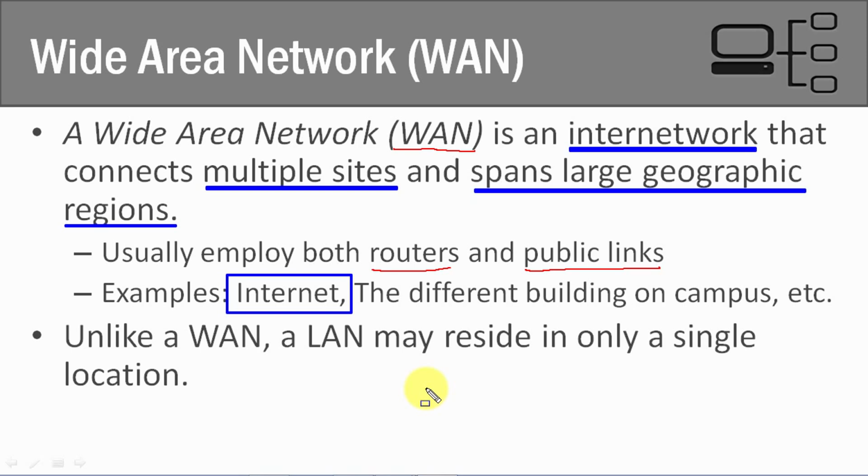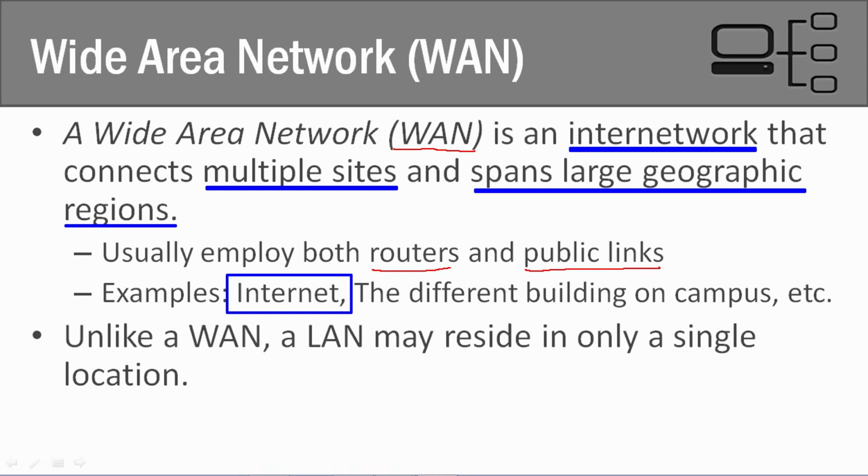It's hundreds and thousands of local area networks connected together, and that's how we've built up the internet. Another example would be a campus network, for example Stanford University or Cambridge University. Now, it is within the same geographic region, but these campuses are immensely large and span the size of a city, so we can consider them a wide area network because there are multiple small networks connected together. That's the one thing about a WAN: it doesn't reside in a single location. It resides in multiple locations.